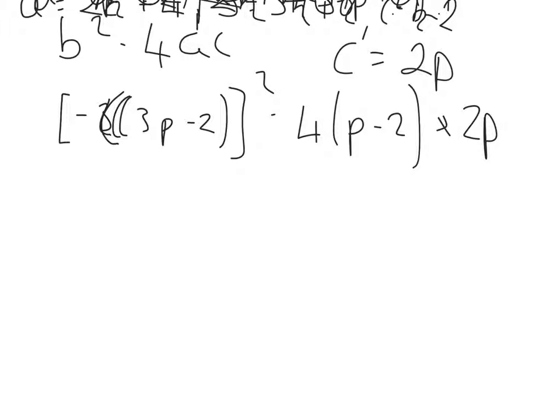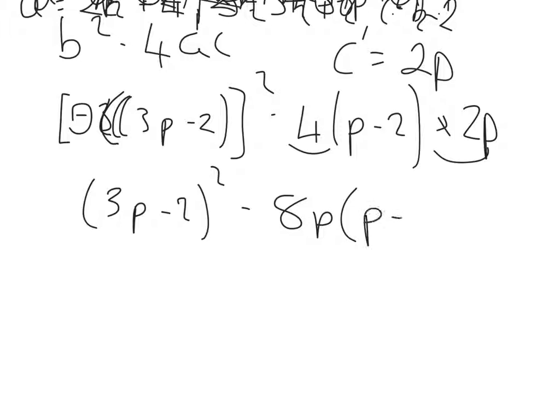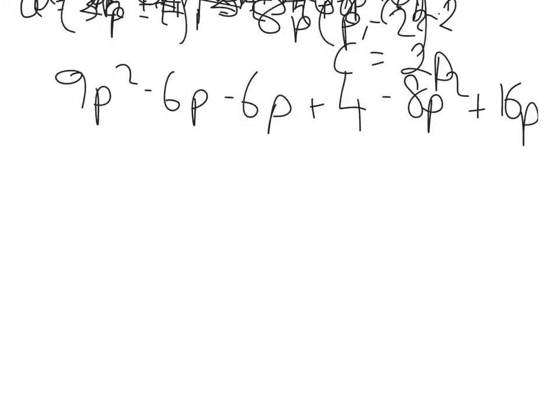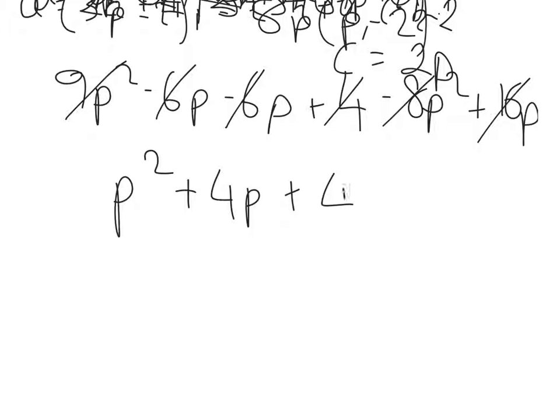Okay, so by squaring the negative, I'll get a positive, so that will be 3p minus 2 all squared minus 4 lots of 2 is 8p times p minus 2. So that will be 9p squared minus 6p minus 6p plus 4 minus 8p squared plus 16p. So then 9p squared minus 8p squared is p squared, minus 6p minus 6p is minus 12p plus 16p is plus 4p plus 4. Two numbers that multiply give 4, add to give 4, is 2 and 2.